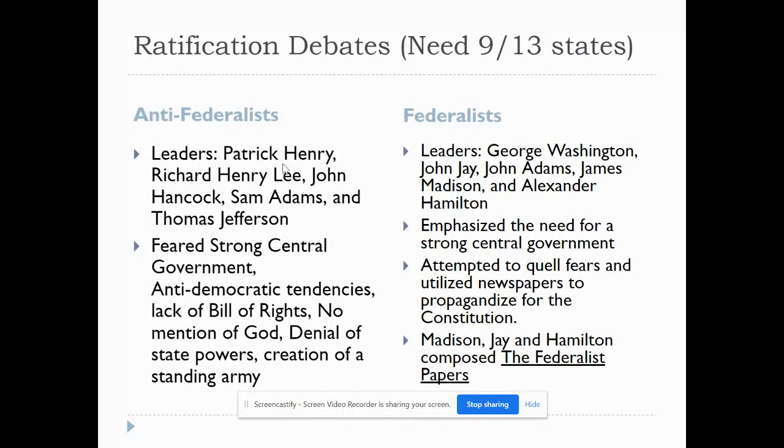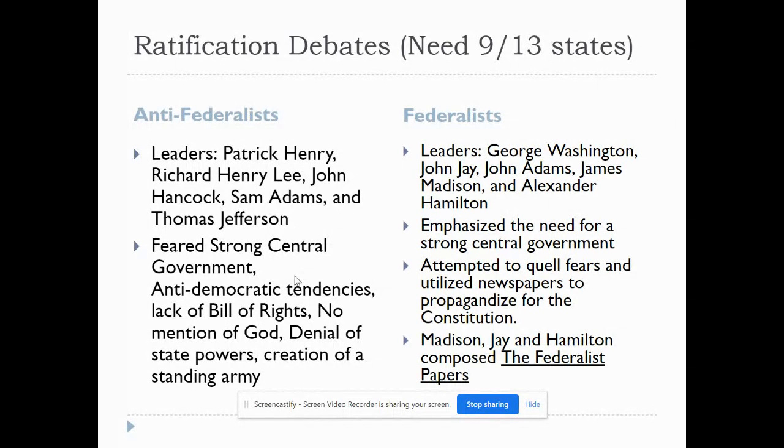And these people were Patrick Henry of Give Me Liberty or Give Me Death fame, Richard Henry Lee, who was the one that did, in fact, put forth the Resolution on Independence during the American Revolution, John Hancock, who was the signer of the Declaration of Independence, Sam Adams, who, of course, was the leader of the Sons of Liberty, and even Thomas Jefferson, even though he wasn't there, he would have counted as somebody that didn't particularly care for the Constitution, even though he came around to it later. These were people that feared strong central government.